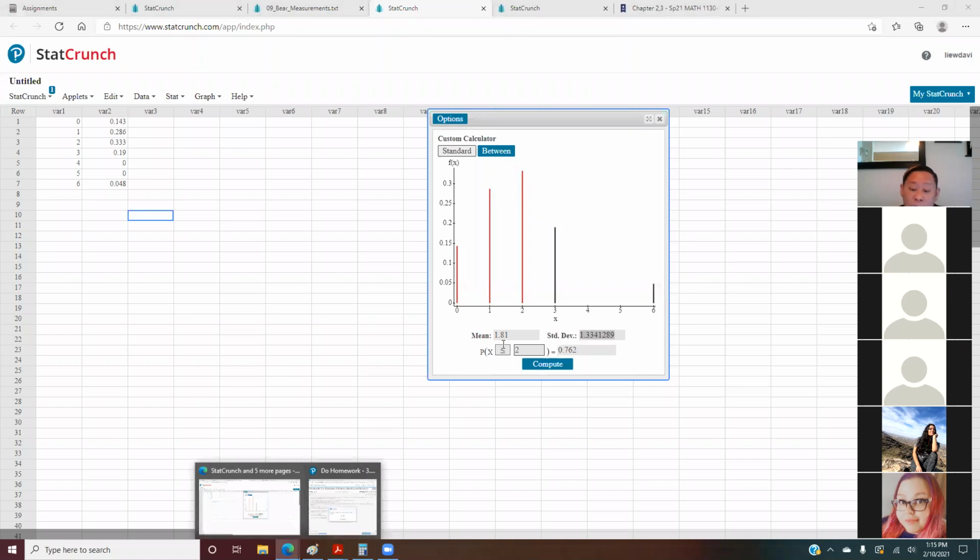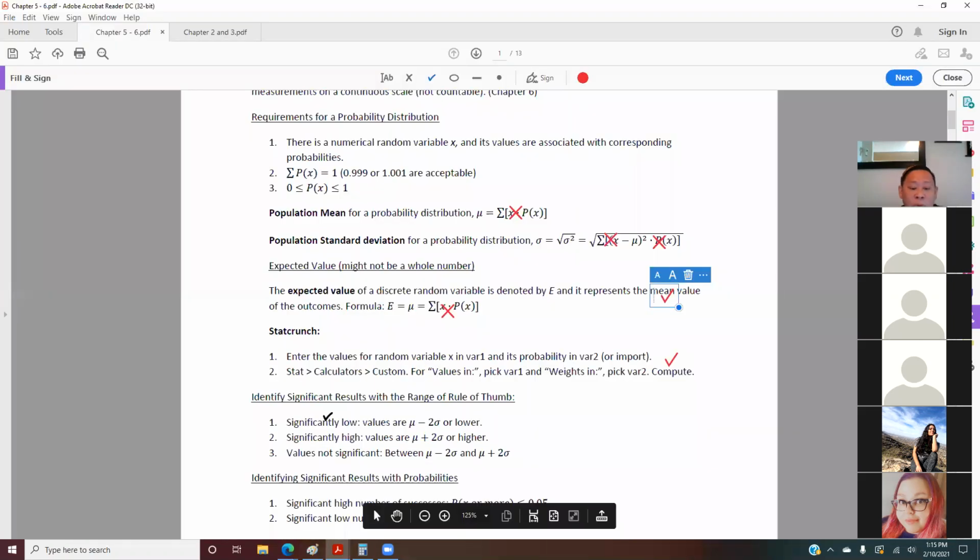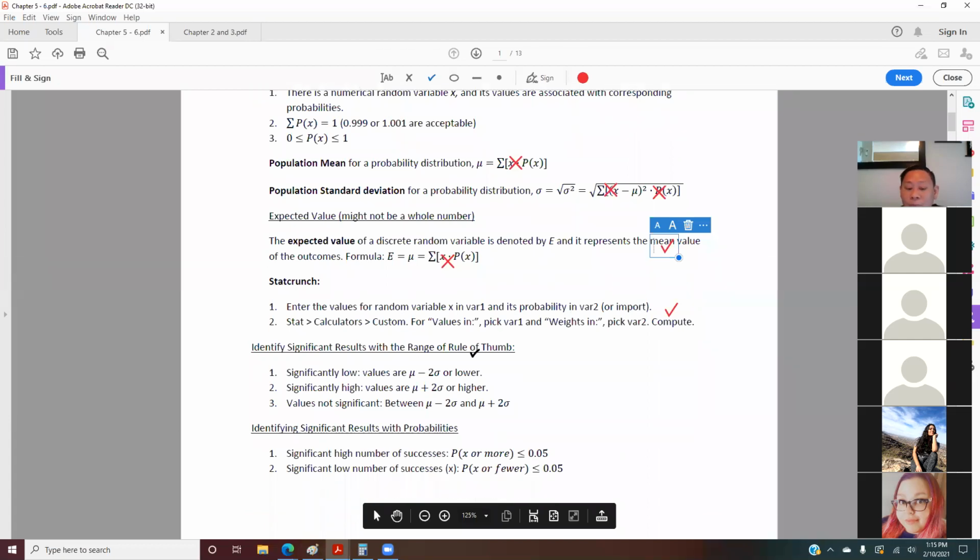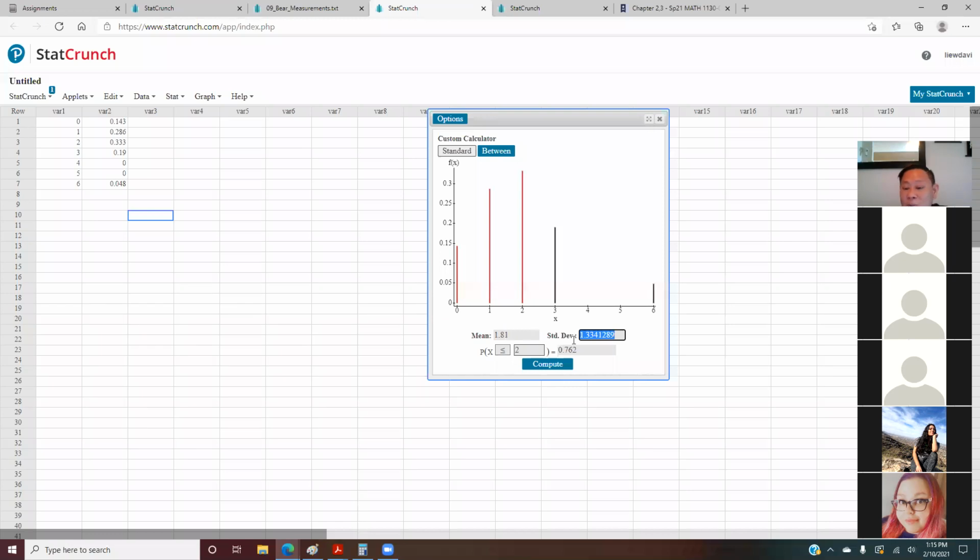So once you know the mean and standard deviation, you can use the range rule of thumb. Remember the range rule of thumb? What's the formula for the range rule of thumb? Mean plus minus what? 2 times the standard deviation. So we know the mean. The mean is 1 point something, and the standard deviation is 1.33. So you just take this plus minus 2 times that, and you will get yourself the lower and the higher limits, and then to figure out outliers in this case.